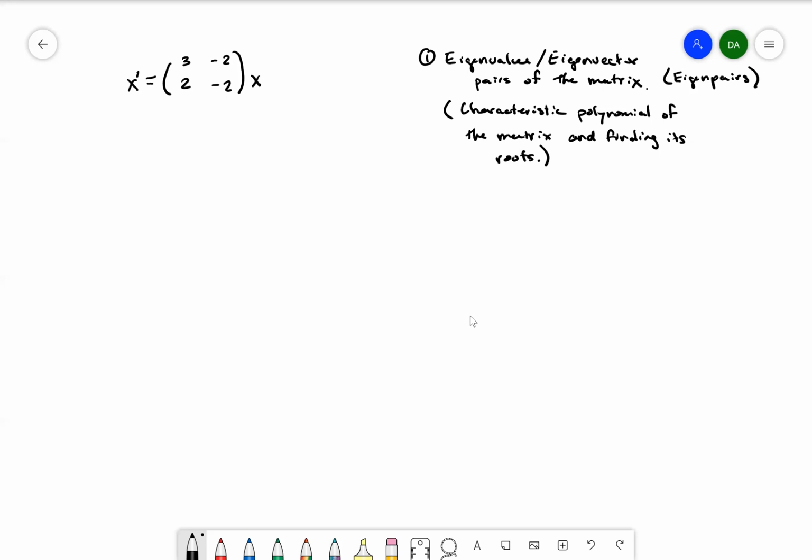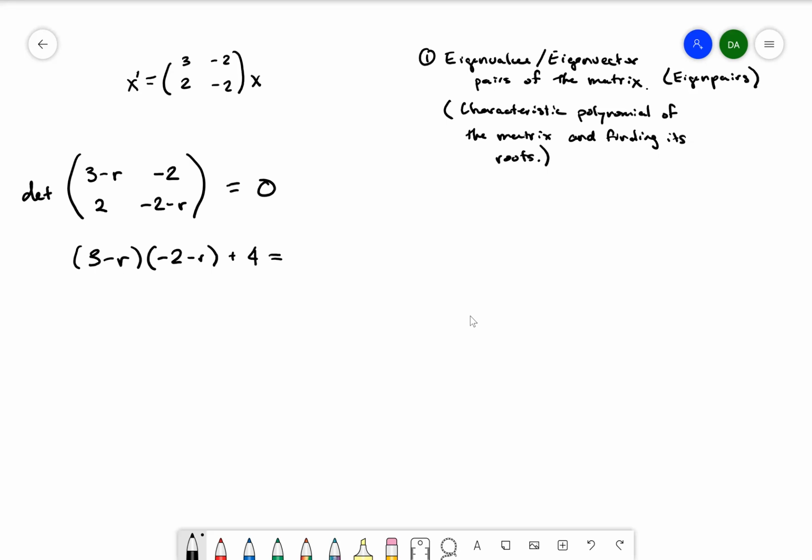So what we're looking for is the values of R that make the determinant of this matrix equal to 0. The determinant of this matrix is (3 minus R) times (minus 2 minus R) minus negative 2 times 2, so that's just plus 4. If I work out what this quadratic will end up being, we get R squared minus 3R plus 2R minus R, and then minus 6 plus 4, so that should be minus 2.